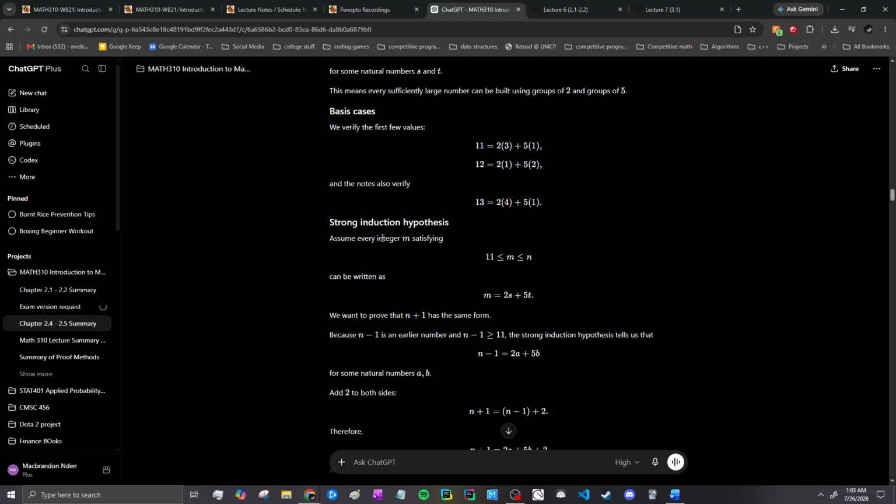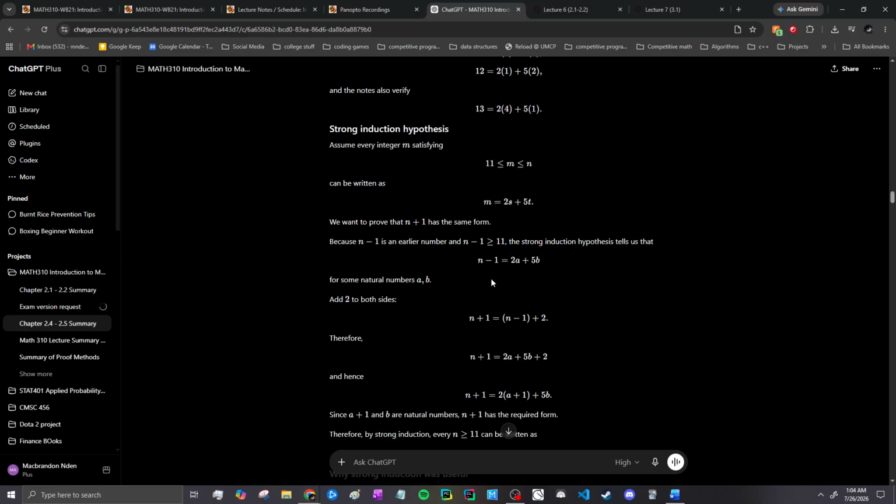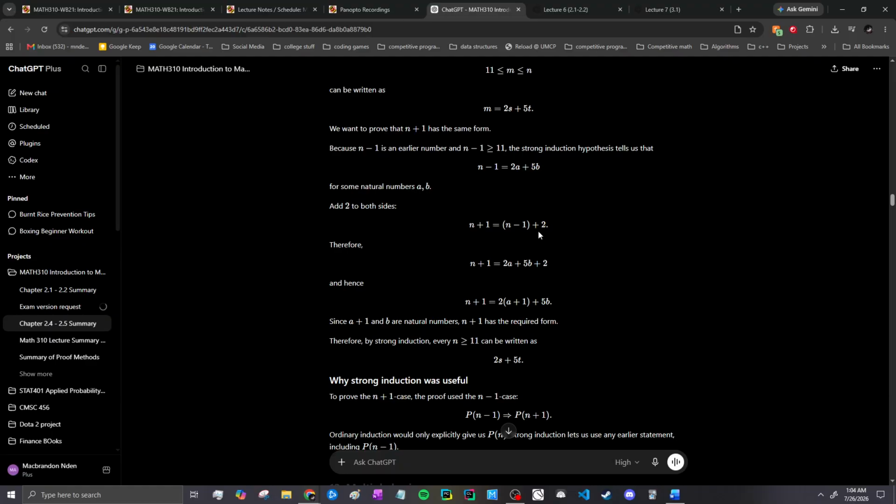Induction hypothesis: assume every integer m satisfying this. Why m though? Okay, now we want to prove that n plus 1 has the same form. Because n minus 1 is an earlier number and n minus 1 is greater than or equal to 11, the strong induction hypothesis tells us that n minus 1 equals 2a plus 5b for some natural numbers a and b. Add 2 to both sides. Okay, that gives, wait, hold on, yes, this is true, n plus 1.